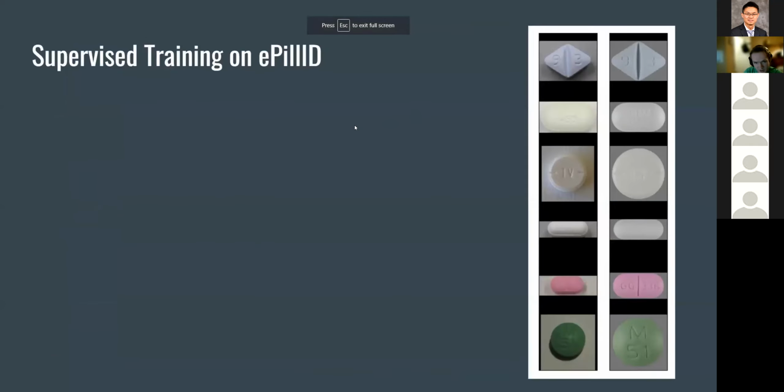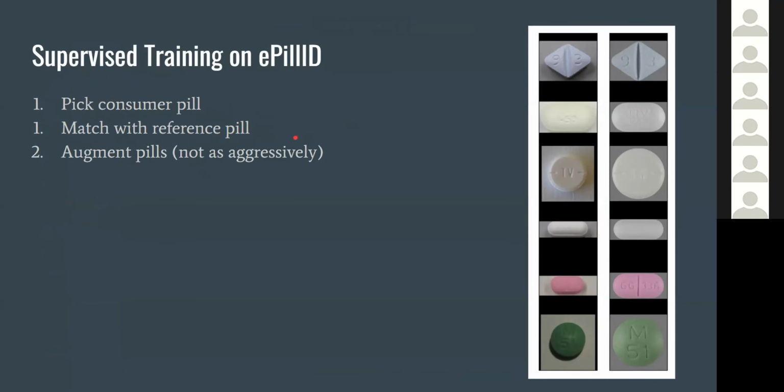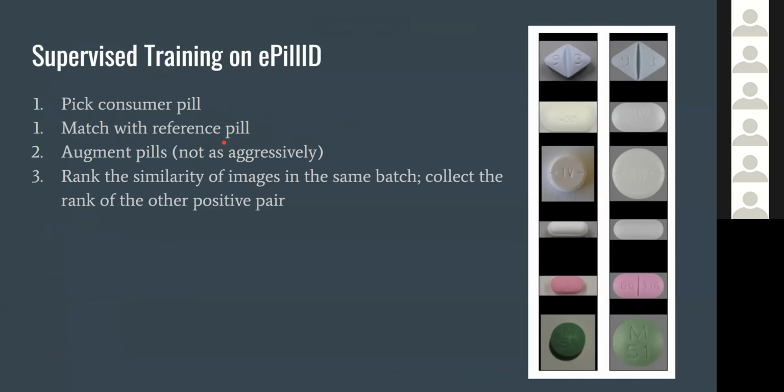Then the supervised training, the fine-tuning part where I actually use the benchmark data, is similar. I either pick a consumer pill, match it with a reference pill, and augment each, or maybe, I don't know if I'll actually augment them or not. I have not implemented this part yet, but then I do SimCLR again and try to get the link between consumer and reference to be made.